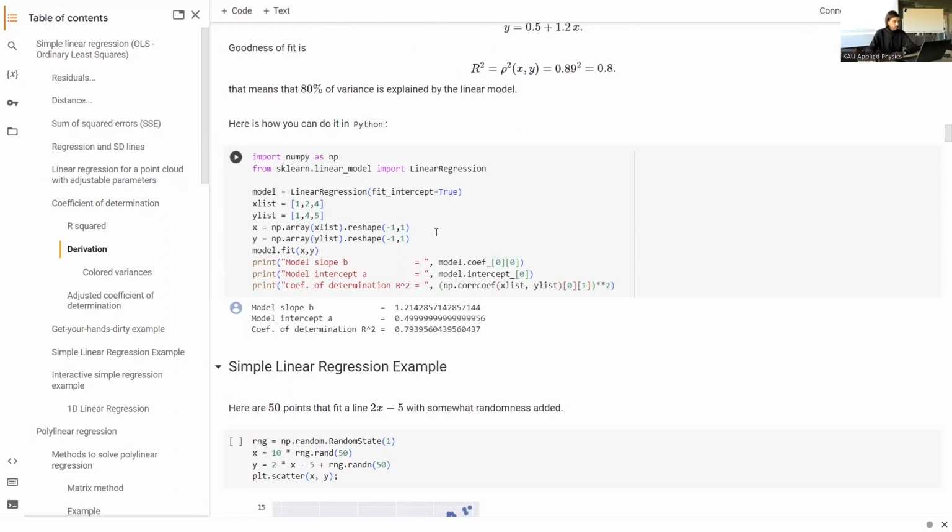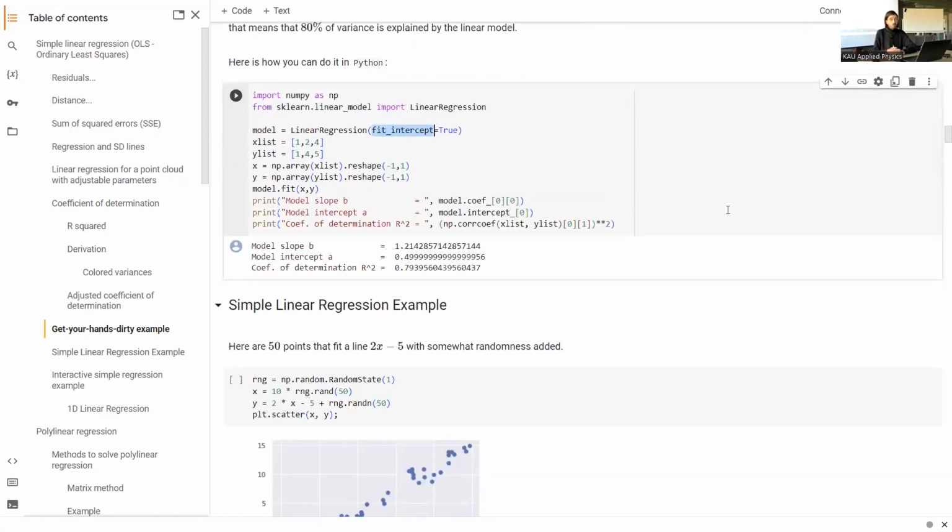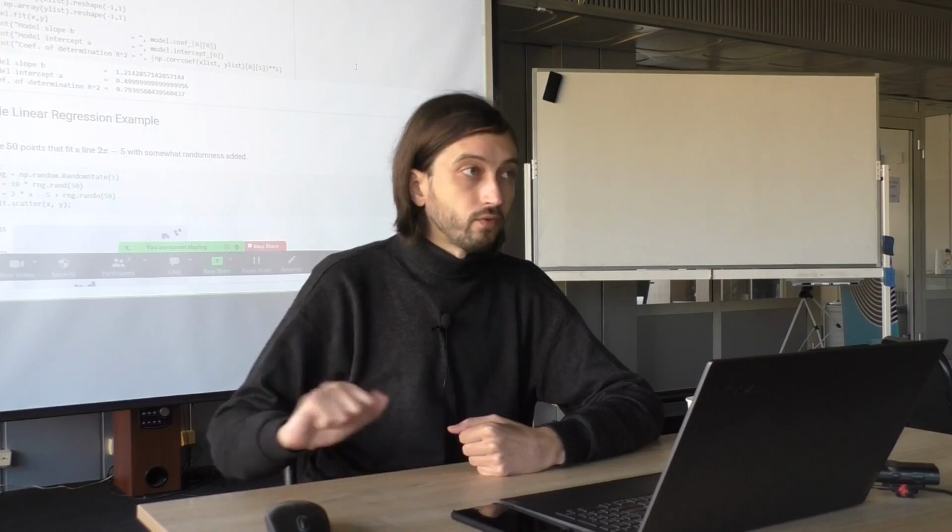Here is an example in Python. You see that sklearn has a linear model module, and from it you can import LinearRegression. You are asking to fit these data of x's and y's with this model, and you can get some numbers out of there. Please note this parameter fit_intercept. That means whether you are fitting a true linear model or, let's say, an affine model. So that basically tells you whether you have that free parameter at the end.